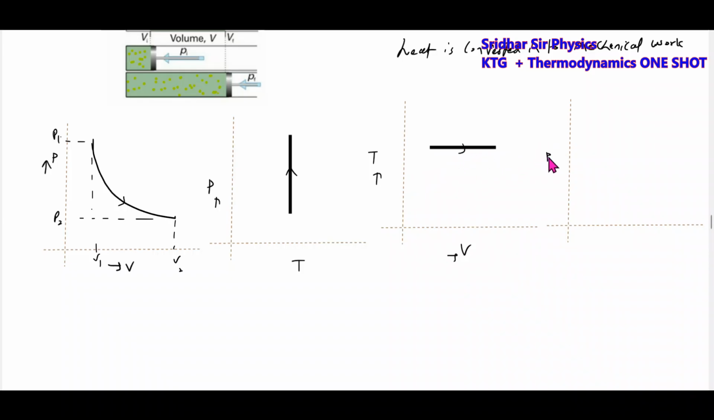The next, pressure and density graph. We know for the isothermal process, PV equal to nRT. Number of moles will be mass by molecular mass, so P equal to rho RT by M naught. So R, T, M naught are constant. So pressure will be directly proportional to density. So this will be the isothermal process. Try to remember all these graphs.